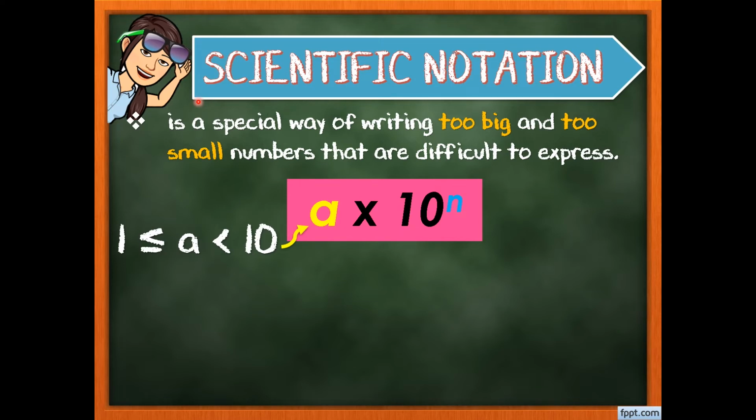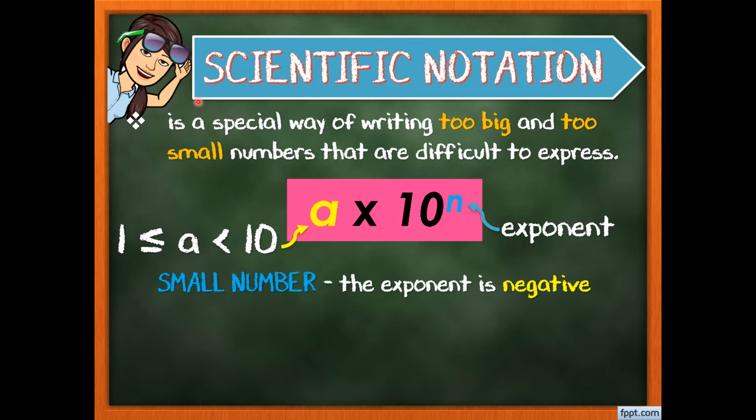It should be less than 10. Then, n here is the exponent. The exponent will tell you how many times you will multiply a by the power of 10. Your exponent can be a positive or a negative number. If you start out with a small number, the exponent is negative.